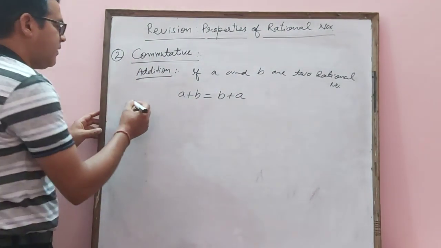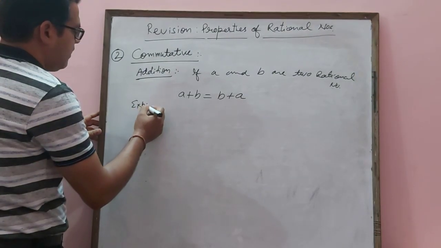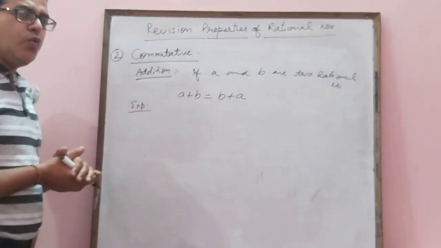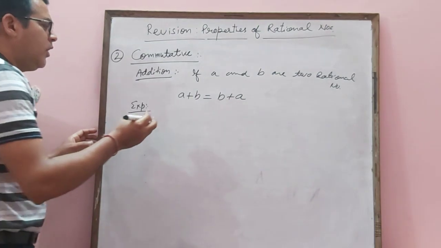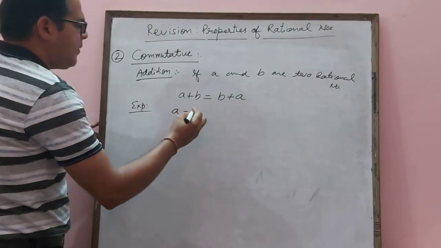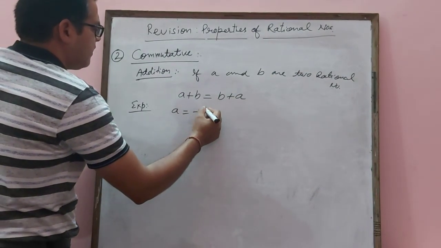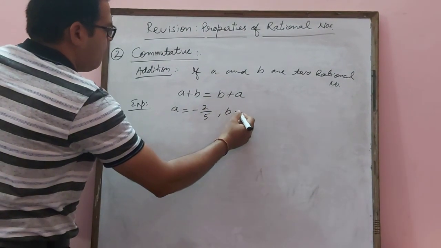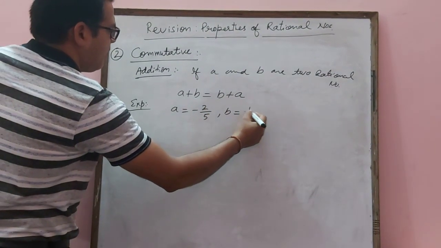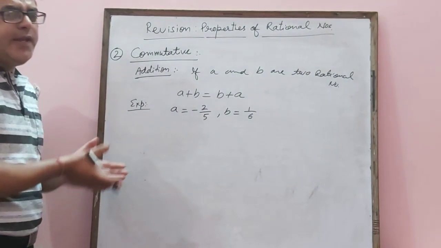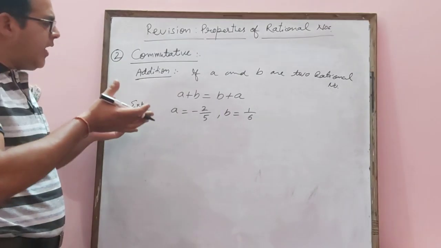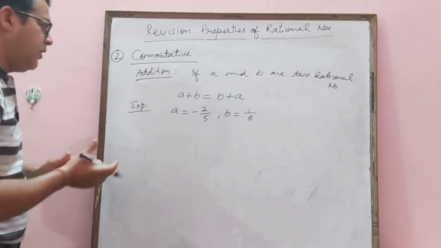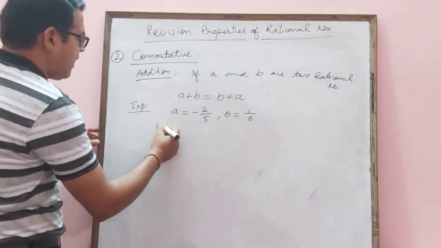Let's check whether this is true or not. The value of A I am taking here is minus 2 upon 5 and the value of B is 1 by 6. You can take any of the values. You have to take any two rational numbers. What will come here? See left hand side.